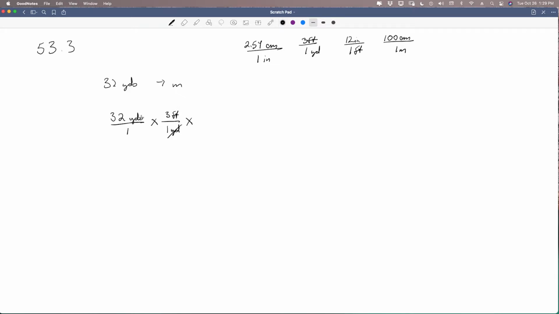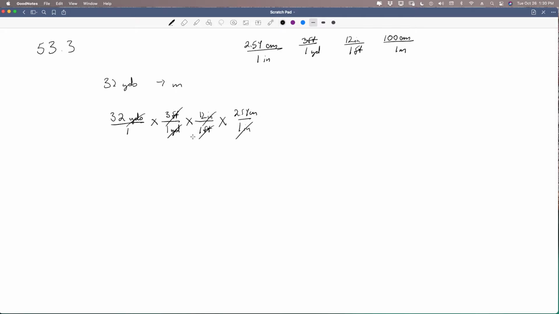All right, now we have feet. Now we want to go from feet to inches. So we're going to put 1 foot in the bottom and 12 inches in the top. That cancels out feet. Now we can go from inches to centimeters because that's what our point of reference is. So we're going to put inches in the bottom, and we're going to put 2.54 centimeters in the top.